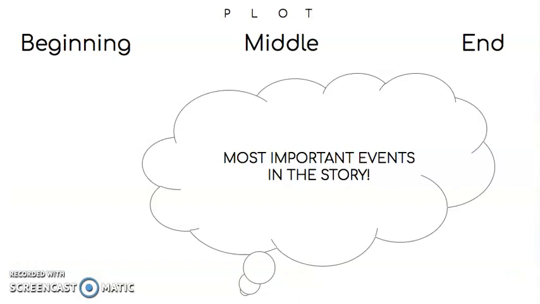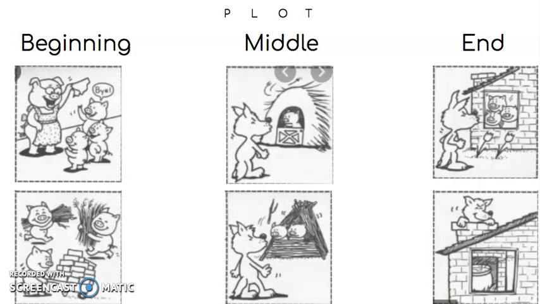Your next finger, that will be your ring finger, is where you're going to tell the beginning, the middle, and end. And that's just the most important events that happen in the story. Now, if you didn't want to list all three of those, beginning, middle, and end, you could use the word plot. Plot means the most important things that happen throughout the story. It's the events that happen in the story.